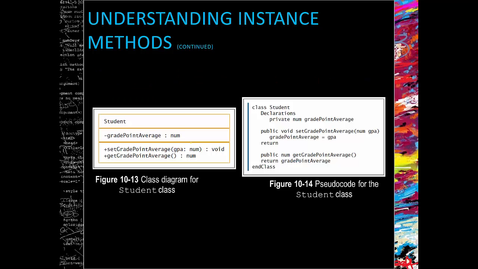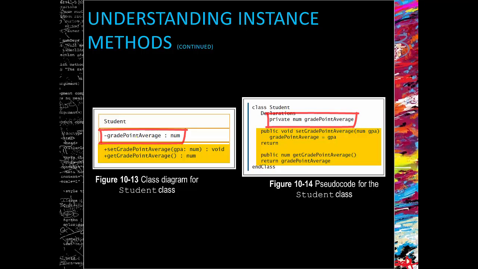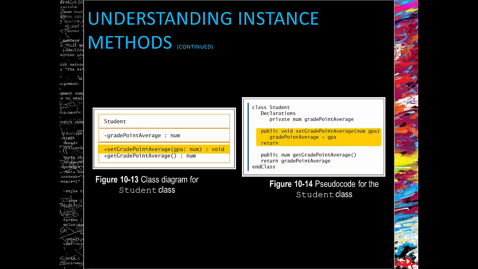Let's have a look at figure 10.13. This shows the class diagram for a student class. We've got Student, and the data field, which is grade point average, declared as a num. It's also declared as private. We have two methods that manipulate that field variable. The first method sets the grade point average, and the second method allows us to retrieve or have access to our field data variable here. So all in all, we have one private data field.